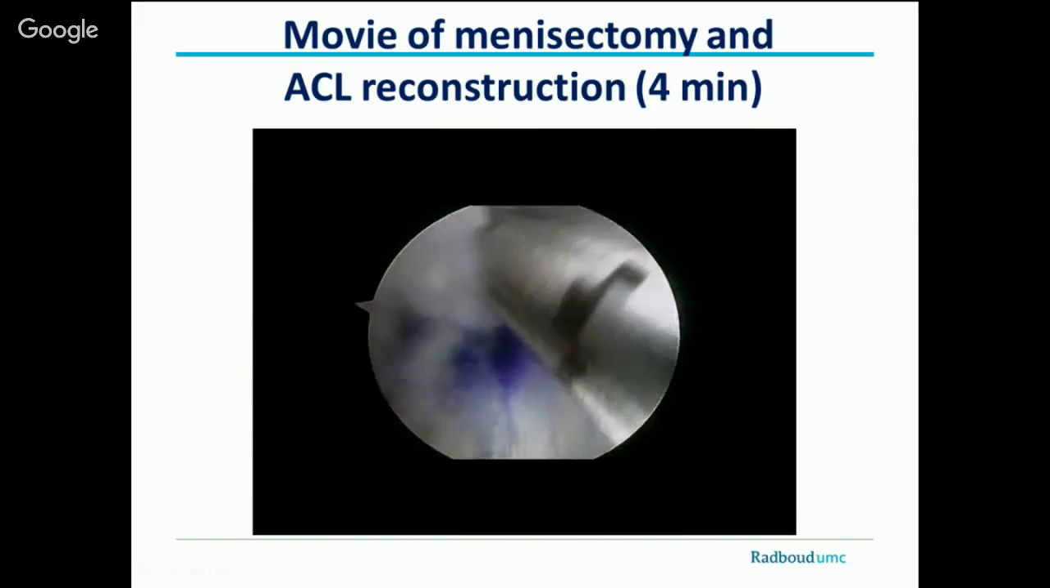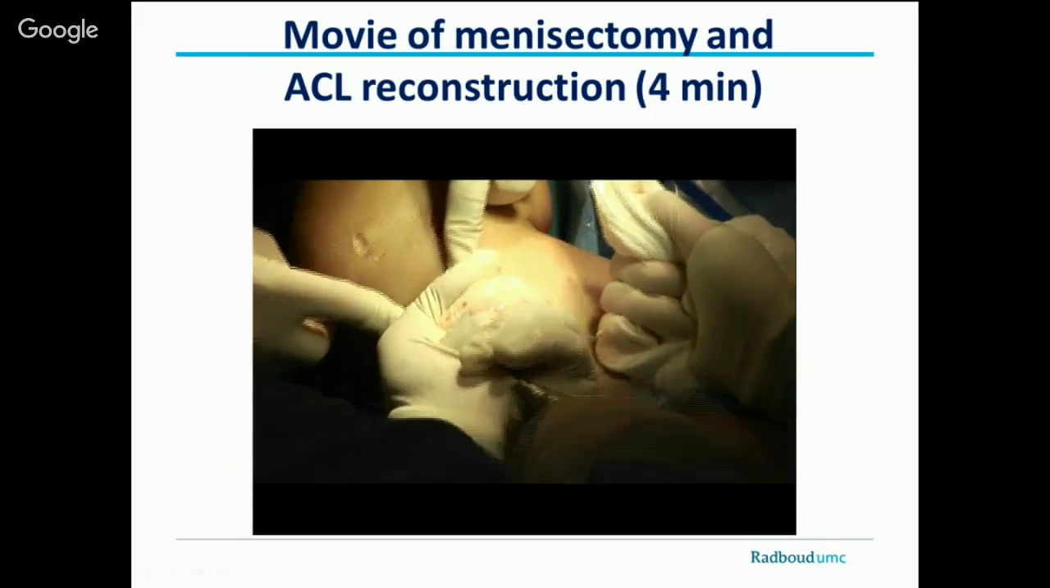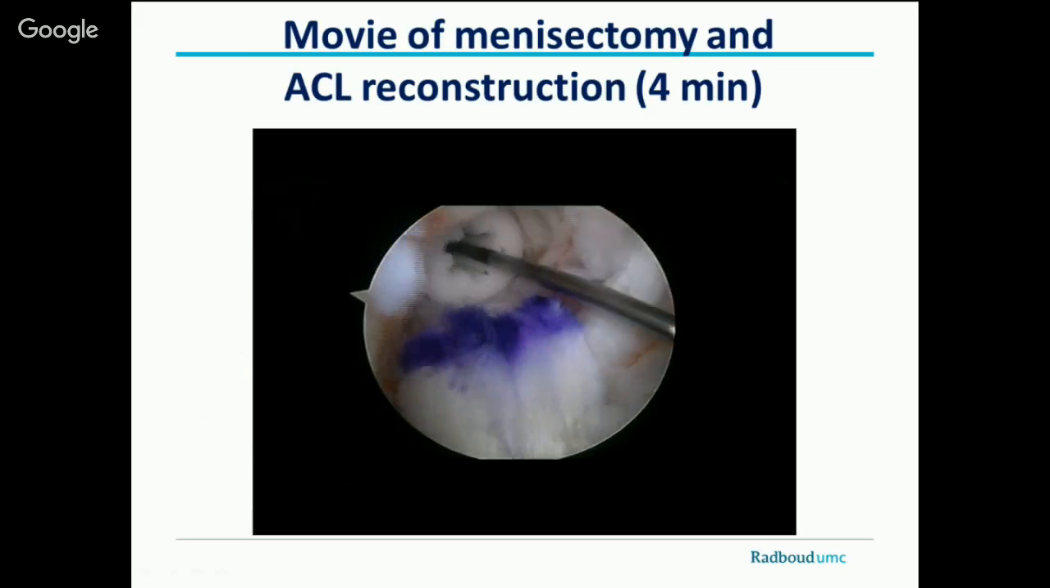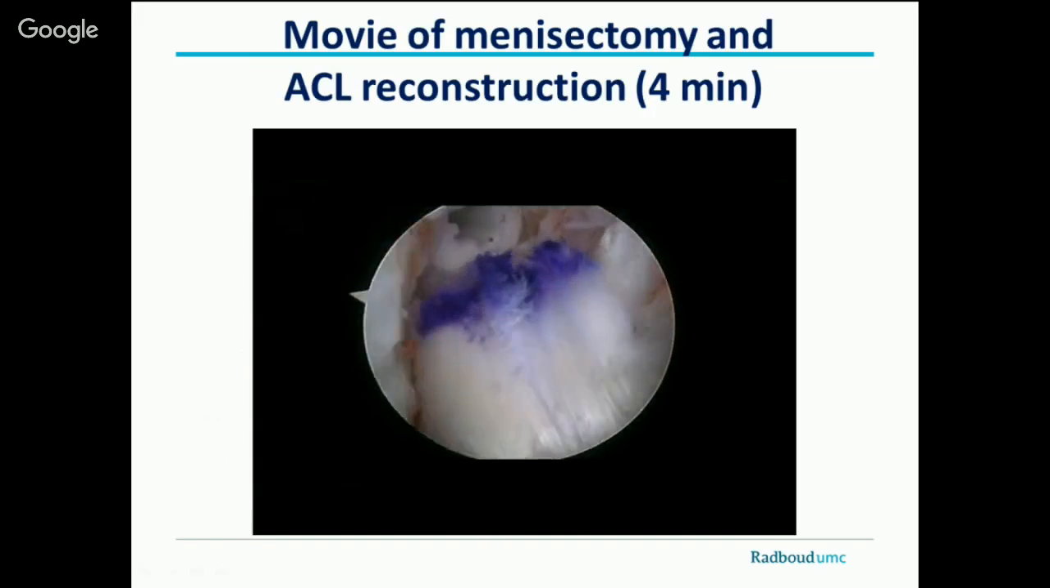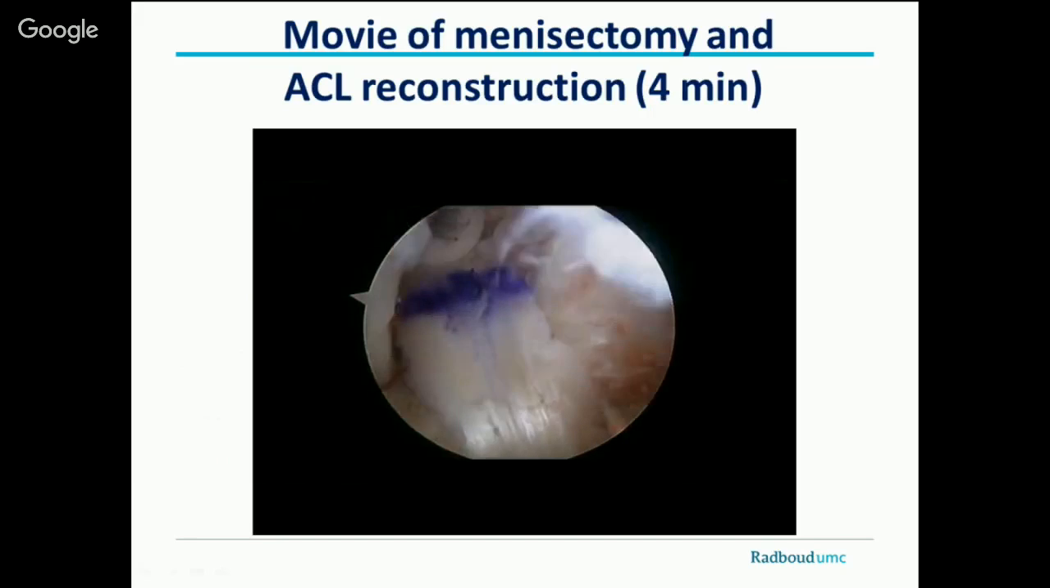So this is the tibial. A second screw is used to secure the graft in the tibial tunnel after tensioning the graft. The final reconstructed ACL is palpated with a probe and found to be in excellent position and under appropriate tension.